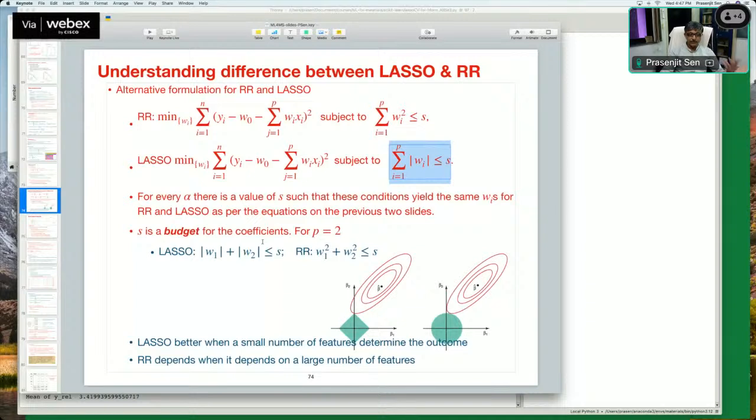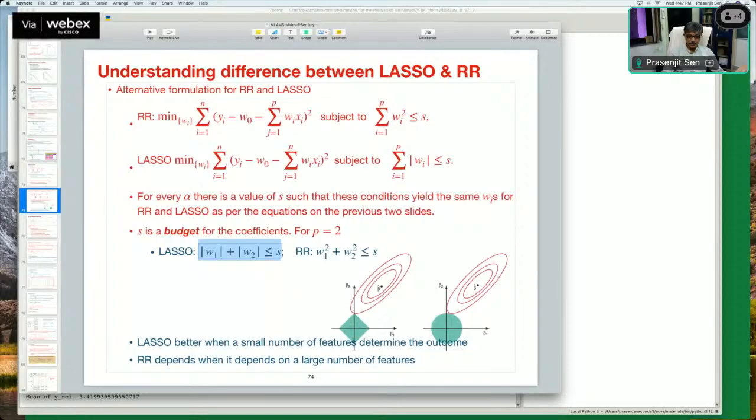So we view S as a sort of budget for the coefficients. We can have only so much in terms of the values of the W's. We cannot go beyond that, so that neither this quantity nor this quantity becomes greater than S. Let us explain the situation in terms of a two-dimensional feature space. For lasso, the condition then becomes mod of W1 plus mod of W2 is less than or equal to S.